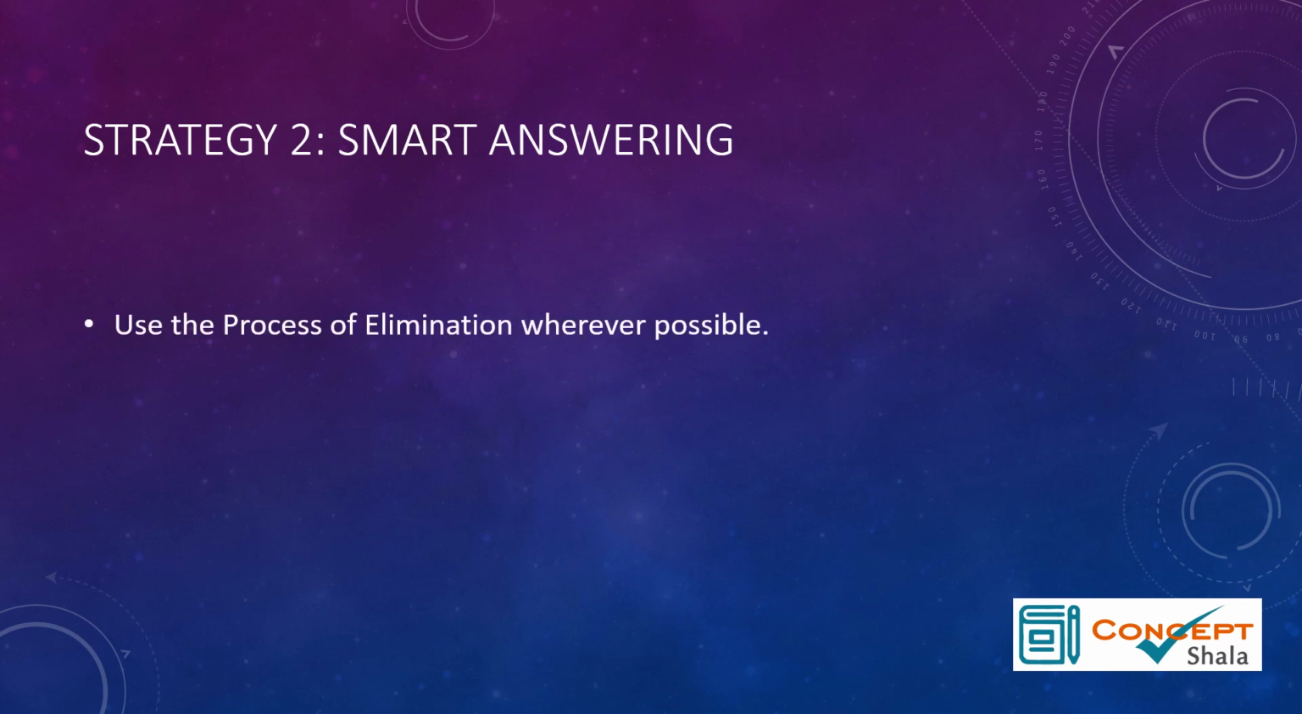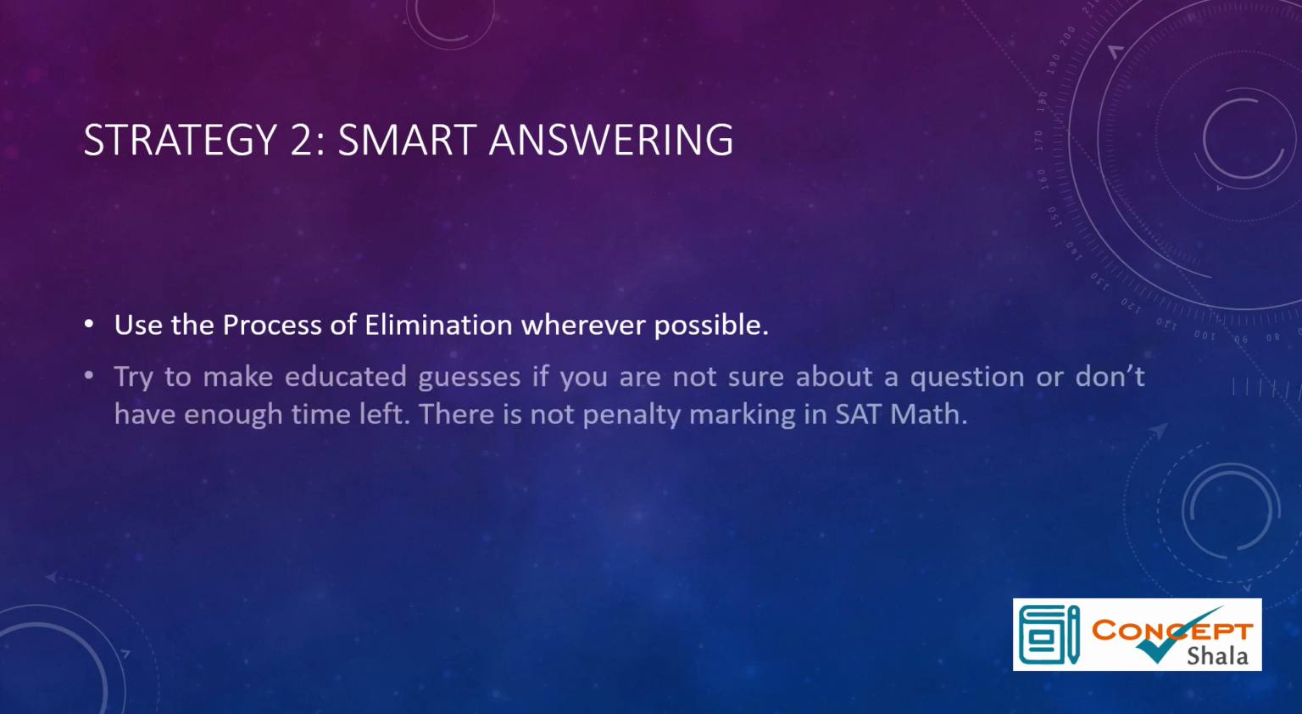One such technique, the process of elimination, can be used to eliminate obviously incorrect options by picking clues from the question itself. Another one is educated guessing, which can be used as there is no penalty for incorrect answers in the SAT Math section. Make sure to at least guess an answer for each question if you don't know how to solve it or you're running out of time.